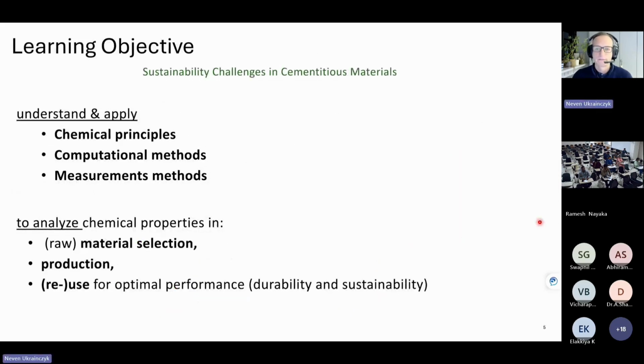So the learning objective. This was all just introduction. Now my teaching objective and your learning objective, and I'm also learning, of course, with you, is about the sustainability challenges, to address the sustainability challenges in cementitious materials. So this is the main thing. I'm sure your future jobs will be in this, because this is simply everywhere now in the industry.